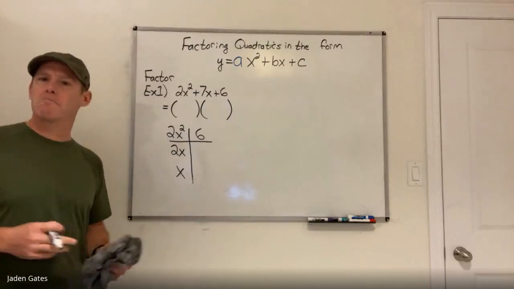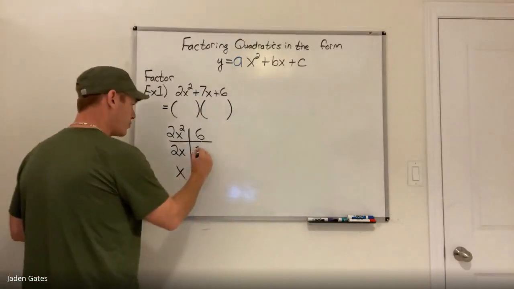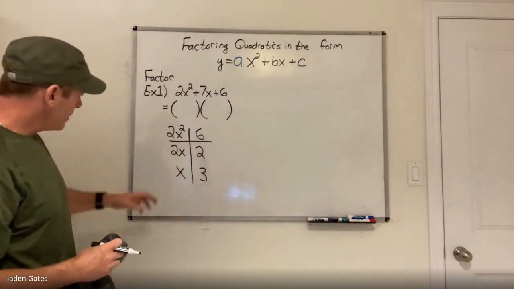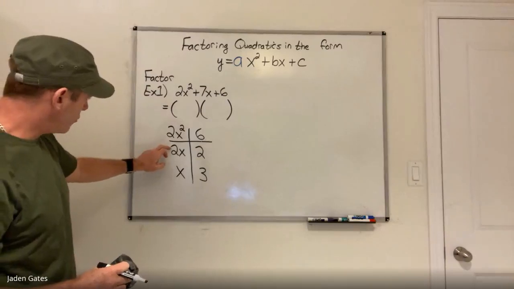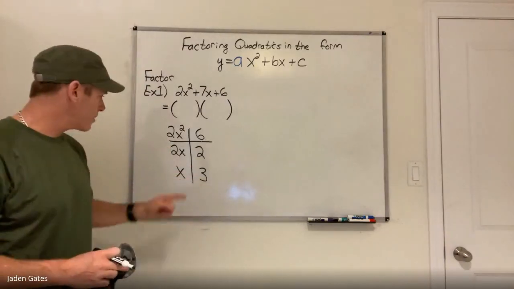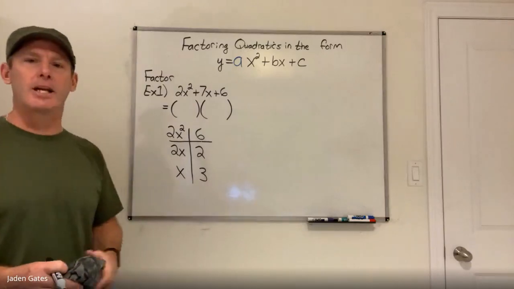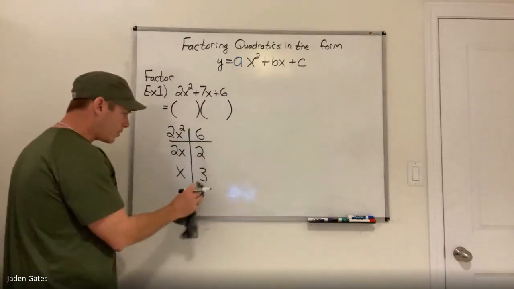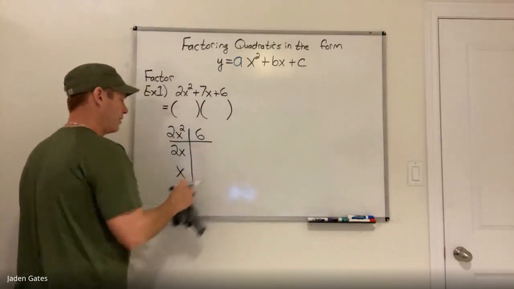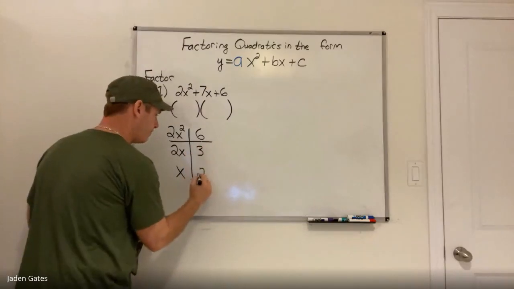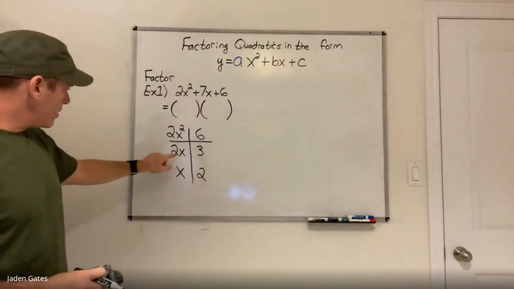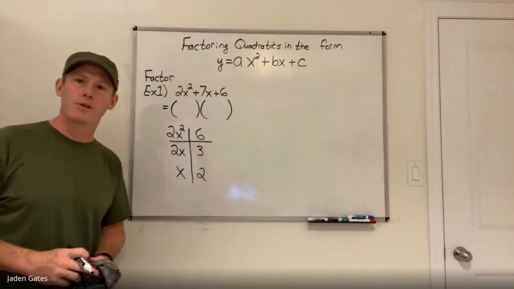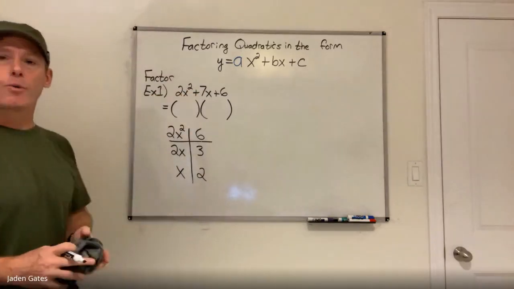Now, what I'm going to try is, let's go with 2 and 3. So put a 2 here and a 3 here, because again, 2 times 3 will give me 6. Now I crisscross again. 2x times 3, that's 6x, plus 2x, 8x. Again, close, but it's not the 7x I'm looking for. So I'm going to switch these numbers again. I'm going to put a 3 here and a 2. Now we've got 2x times 2 is 4x plus 3x. Hey, 4x plus 3x is 7x. That's the number we needed in the middle.